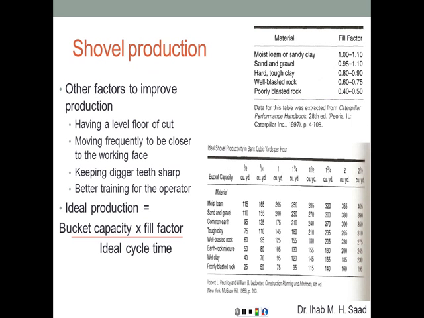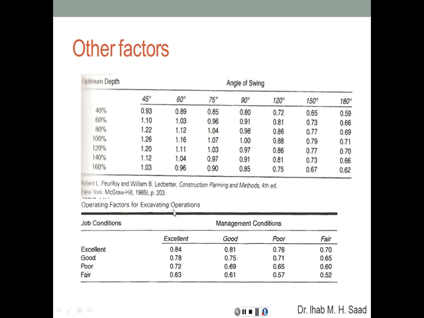Again, this is the ideal production, not the actual production. The ideal production can be obtained in one of two ways: either through a table like this or through an equation like this one, with the bucket capacity times fill factor divided by the ideal cycle time. The angle of swing is going to give us a modifying factor, with 1.0 being represented by 90 degrees and 100% of the optimum depth. We're going to see that in an example in just a minute. If you dig less than the optimum depth or much more than the optimal depth, that's going to affect the production. If the angle of swing increases or decreases, again, that's going to affect the production.